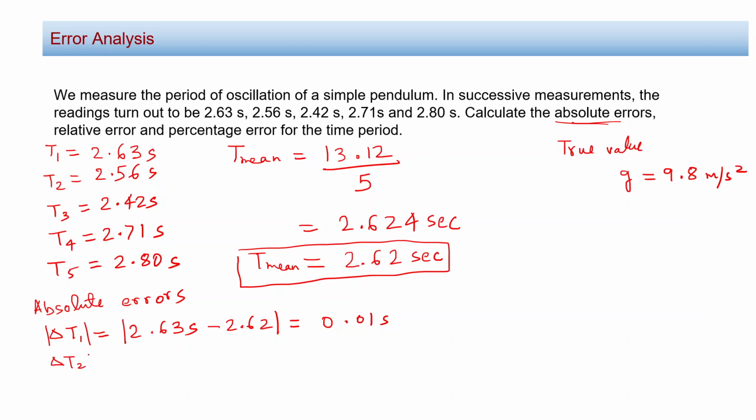Similarly for delta t2, it is 2.56 minus 2.62, that will be 0.06.